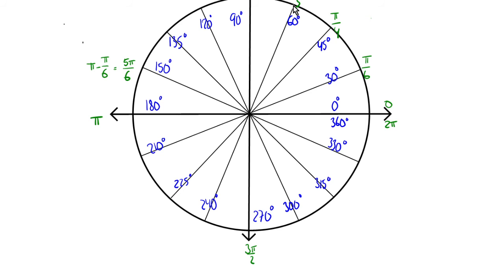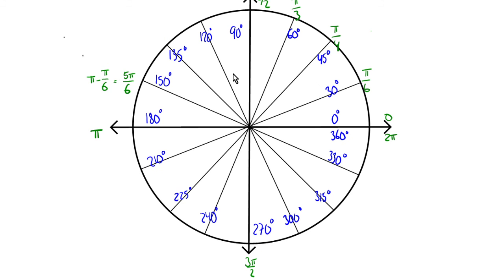Okay, so let's complete the rest of the quadrants, and I'm going to show you the math here so you know how you can determine those other angles. So we already did 5 pi over 6. Let's do the 135-degree angle. So that's going to be pi minus pi over 4. And that's going to be 3 pi over 4. So that's right there.